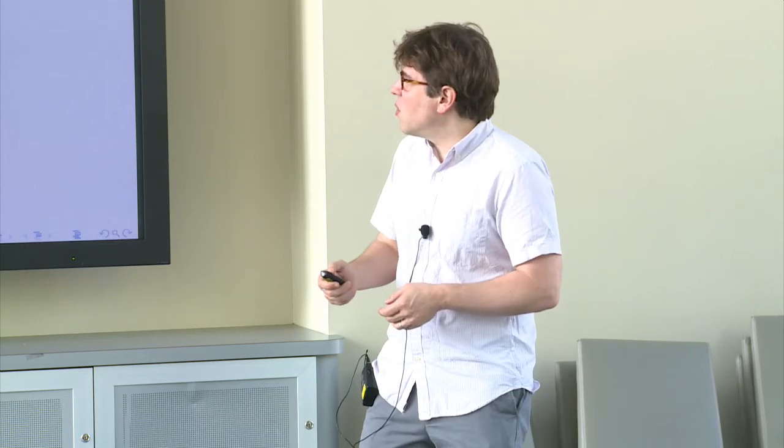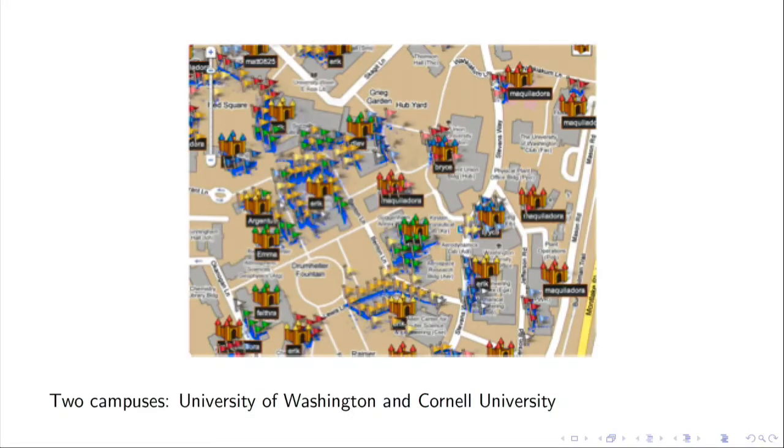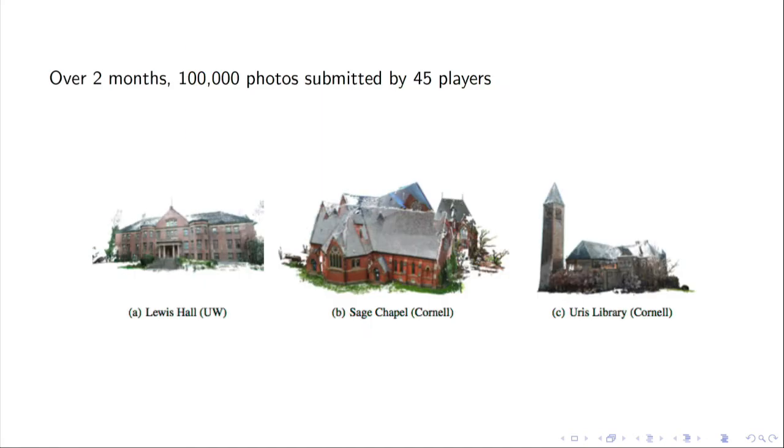So they started this project called Photo City, where they tried to reconstruct buildings on the campuses of the University of Washington and Cornell. They set this up as a game where they had flags on the different buildings, and you could go and take pictures and win flags, and there are teams and points, all to make the data collection and participation enjoyable. Then people would upload pictures, and these are the results of the reconstruction.